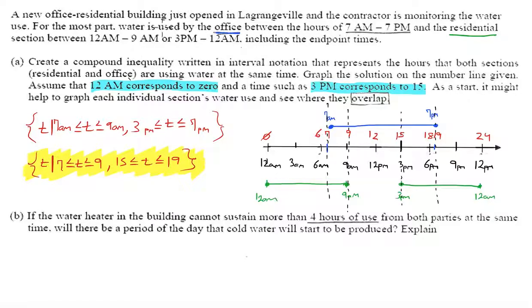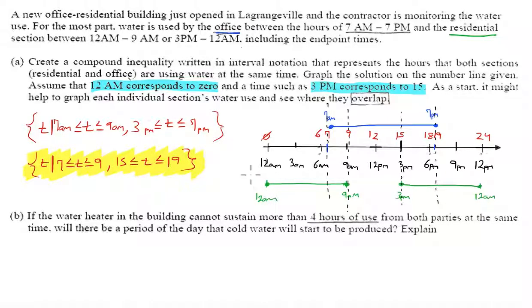Now let's think about tackling part B. If the water in the building cannot sustain more than 4 hours of use from both parties at the same time, will there be a period of the day that cold water will start to be produced? Well, when you run out of hot water, you tend to get cold water, all right? So let's think about, is there a time when there is too much water being consumed?